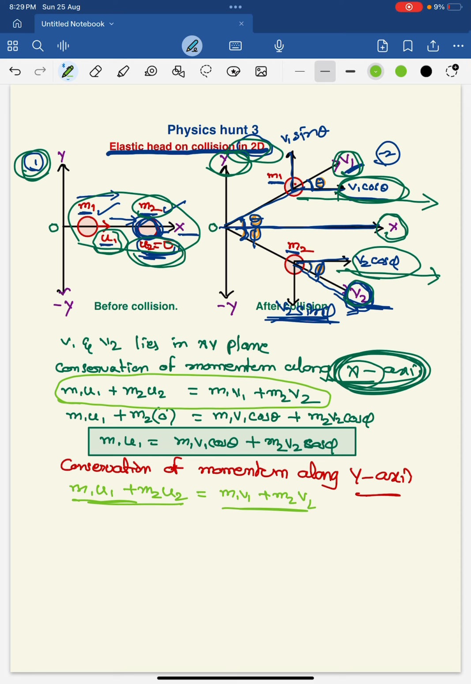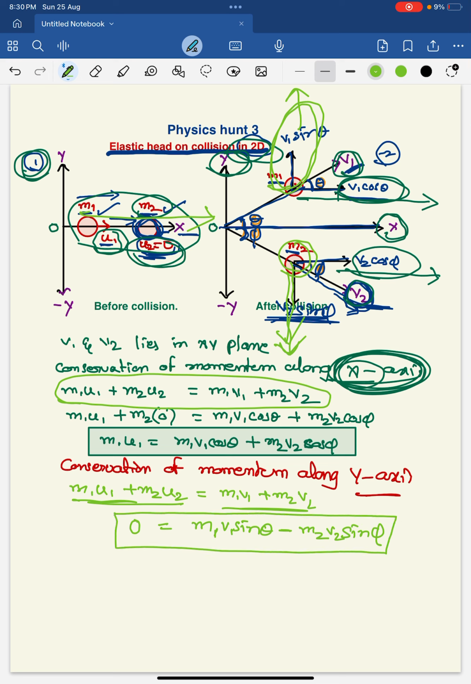Look at the diagram carefully. Before collision also, the first body is moving along the x-axis direction only. It is not at all moving along the y-axis. So according to conservation of momentum along the y-axis, there is no initial momentum along the y-axis. So directly we can write it as 0 is equal to, after the collision, the first body of mass m1, which is moving in this direction, positive y-axis, and the second body is moving in this direction, downward, right? So after the collision, for m1, the velocity component in the y-axis direction is v1 sin theta, and the second body is moving in the negative y-axis direction, exactly the opposite side. So instead of plus, I'm taking minus m2 v2 sin phi. Okay, so this is the conservation of momentum along the y-axis direction.